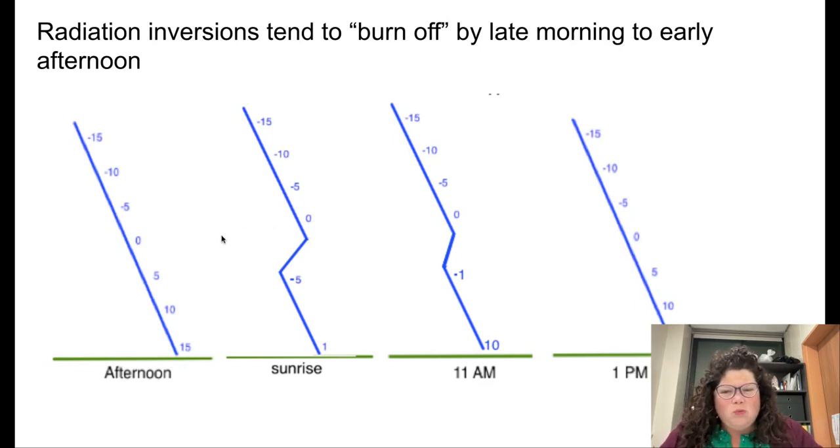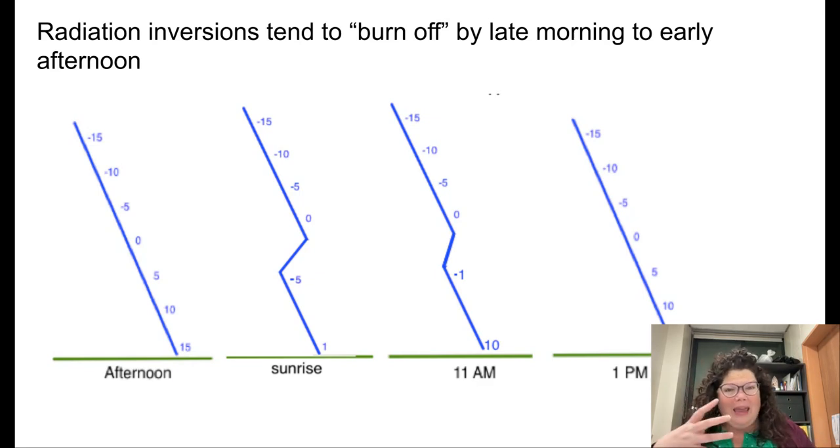We then find this warm layer right here. This is our warm pocket of air that's going to block all the air beneath it. At 11 a.m., it's not as bad. We still have a warm layer right here, and then by 1 p.m. that is gone. So the nice thing about radiation inversions is they do burn off by the late morning.